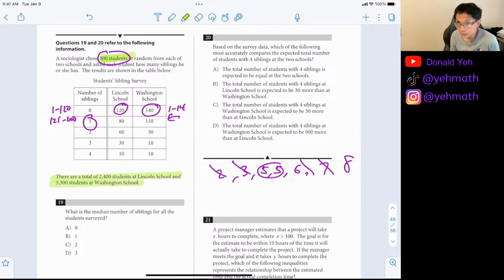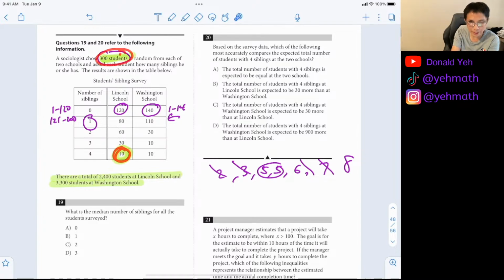Nobody can do it? I have an idea. Okay, go ahead. The proportion of the four siblings to Washington, the amount of survey is 1/30, and then there's 3,300, and then you multiply by that to get to that number. I didn't do it yet, but that's how I approach it.